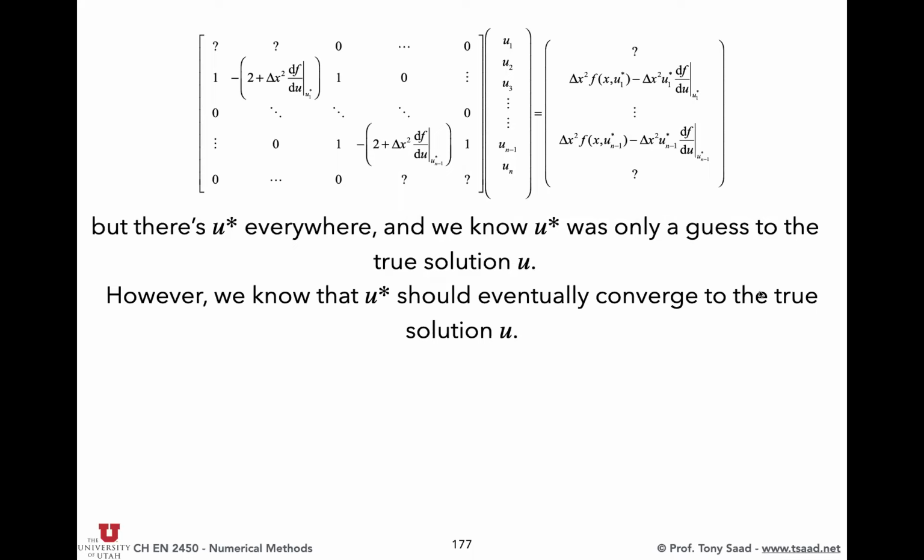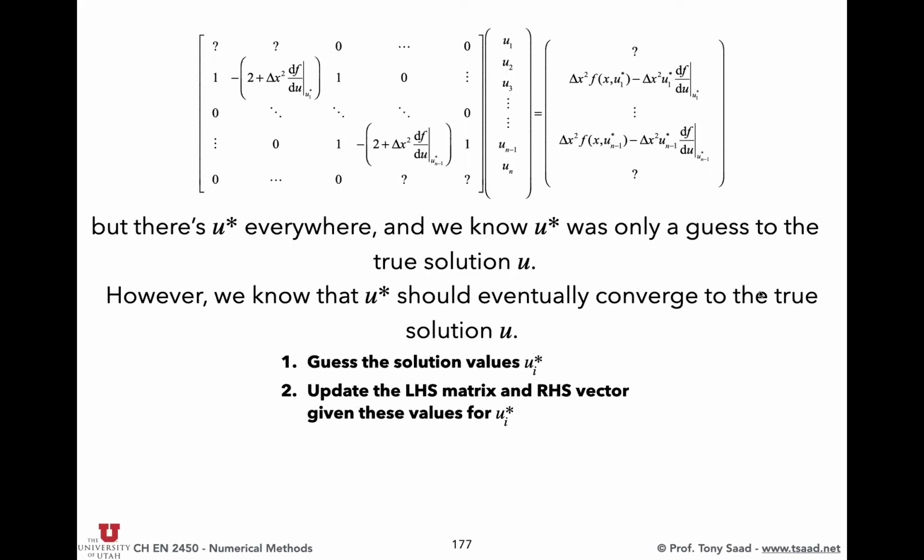U star, t star, and t are going to be different because in general, you're not going to be able to guess the true solution directly, right? So what do we do? We just iterate. We first start with a guess for our solution, this t star or u star at every point, okay? And then we solve the linear system of equations. To solve that, you need to use u star in the coefficient matrix and in the right-hand side. There's u star everywhere. So you update your coefficient matrix and you update your right-hand side.